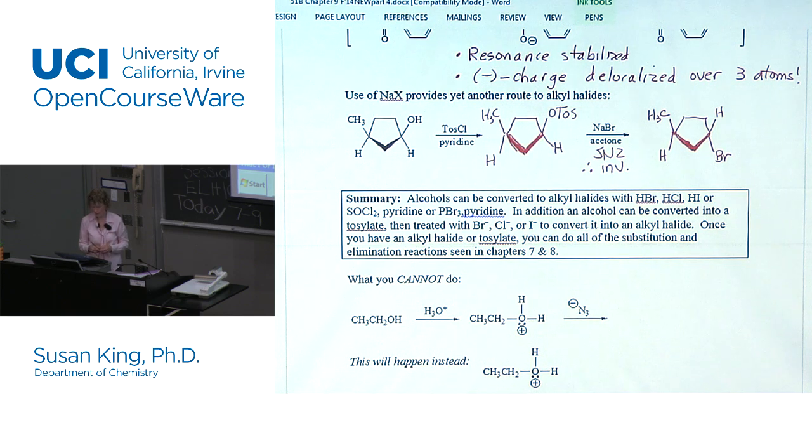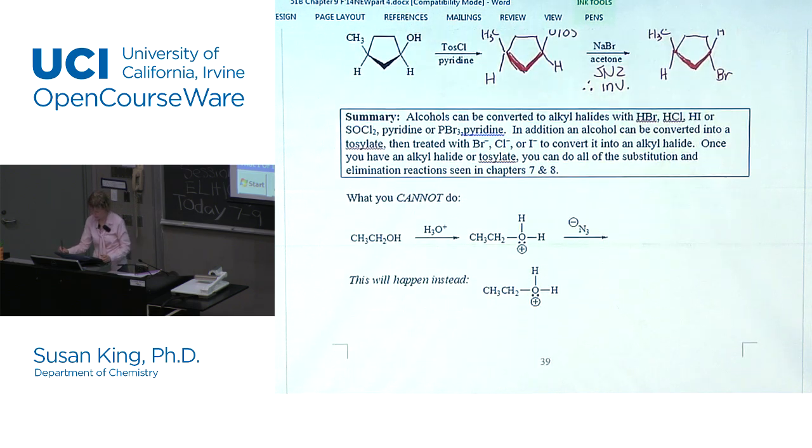Once you have an alkyl halide or tosylate, you can do all of the substitution and elimination reactions seen in chapters 7 and 8. So we really aren't limited to halides. We can actually have tosylates, and we can do eliminations from chapter 8. We can do substitutions from chapter 7. Here's what you can't do, what a lot of people try to do on the test, which will not work.